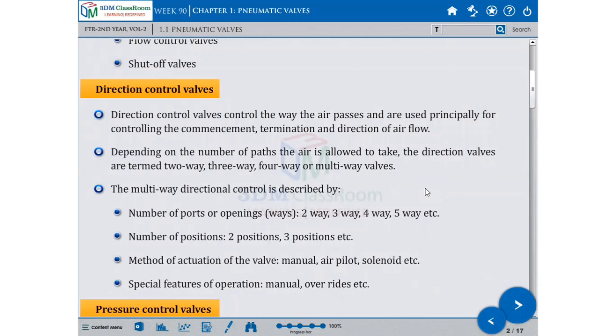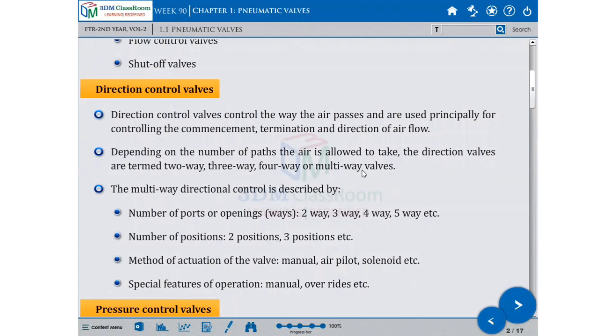Depending on the number of paths the air is allowed to take, the direction valves are termed two-way, three-way, four-way, or multi-way valves. The operating system of the valves is modified accordingly. Direction control valves are termed two-way, three-way, four-way, multi-way, etc.